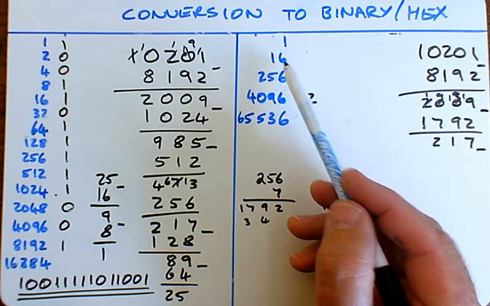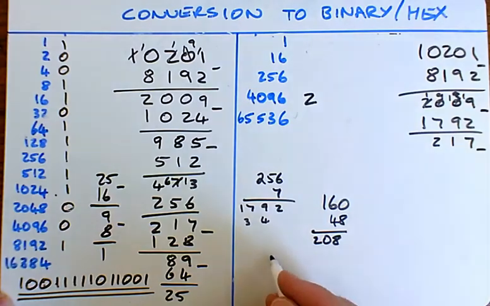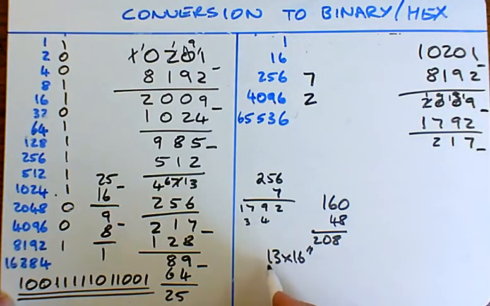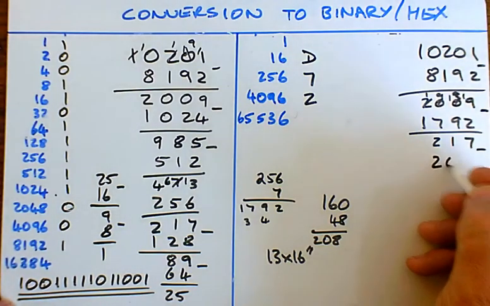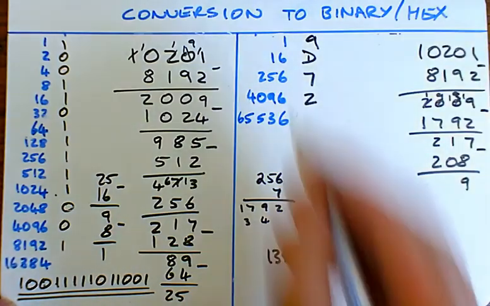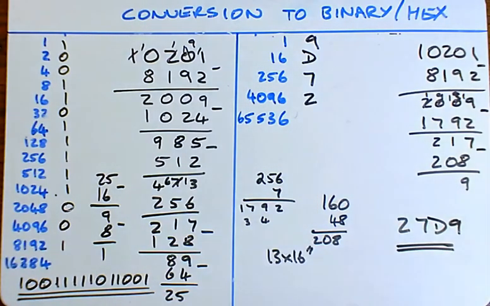3 16s are 48. So 13 16s are 208. So 13 in hex is 9, A, B, C, D. Okay, so we're going to use D 16s, and we have left over 9, and we use 9 ones. So our answer here is 2, 7, D, 9.